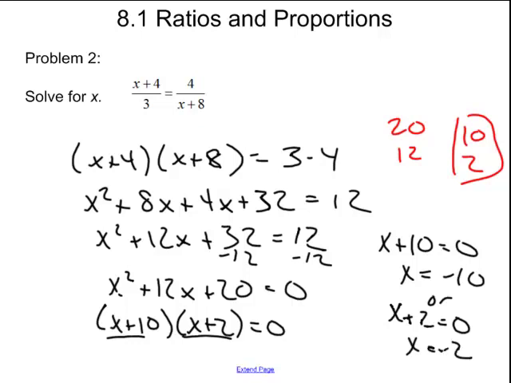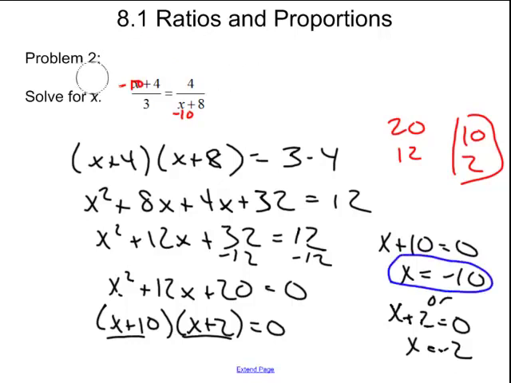If I plug in a negative 10, negative 10 plus 4 is negative 6. Negative 6 divided by 3 is negative 2. Let me write that on the side where you see it. If I plug in a negative 10, I get a negative 2. If I plug in a negative 10 over here, I get 4 over negative 2, which is also negative 2. So negative 10 is one of my solutions.